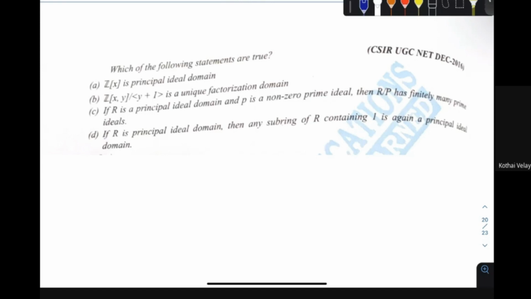So the first question: in the CSIR December 2016 they asked, is Z[x] a principal ideal domain? Not true. In order for a polynomial ring over any ring to become a principal ideal domain, the underlying ring should be a field. Look at this: R is a principal ideal domain and P is a non-zero prime ideal. Then R/P has finitely many prime ideals. Those kinds of questions are also relevant to this discussion.